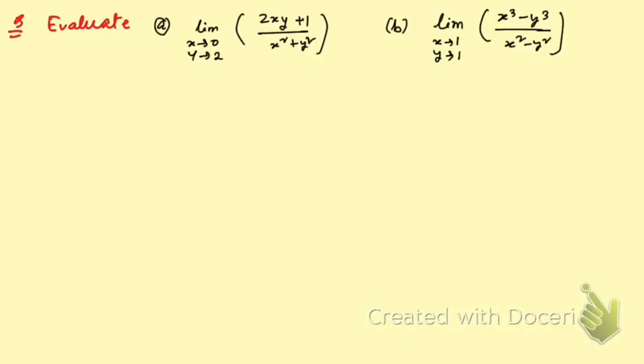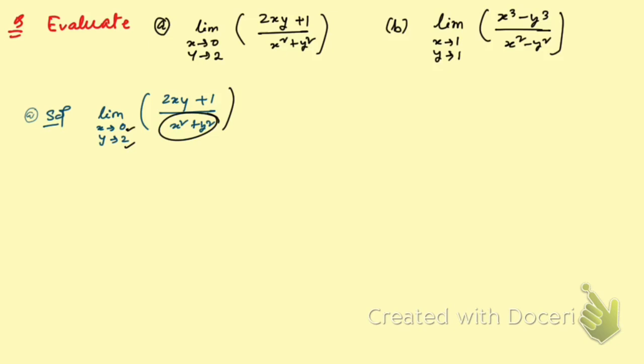So here you see, first one, a. What we have here is the limit as x tends to 0 and y tends to 2. We need to evaluate the limit of 2xy plus 1 divided by x square plus y square. First we need to check, for any value of x or y, x equal to 0 or y equal to 0, does the denominator become 0 or not? If not, then you can solve it easily.